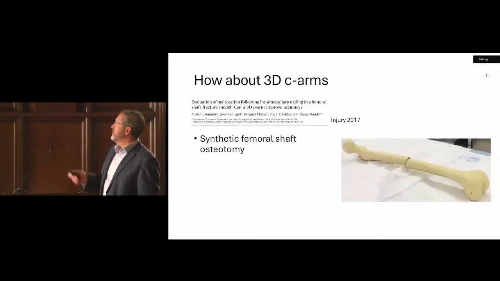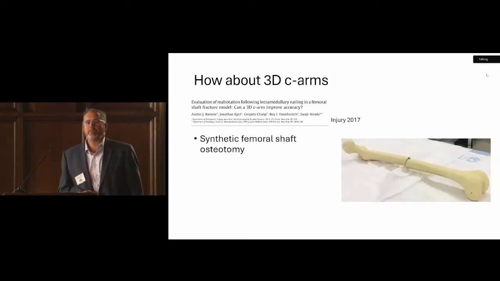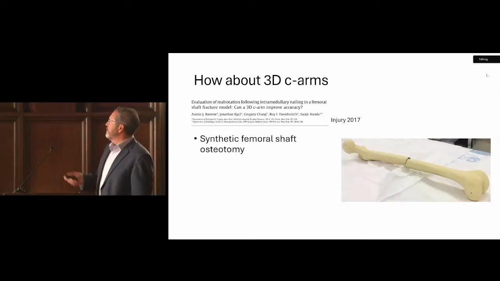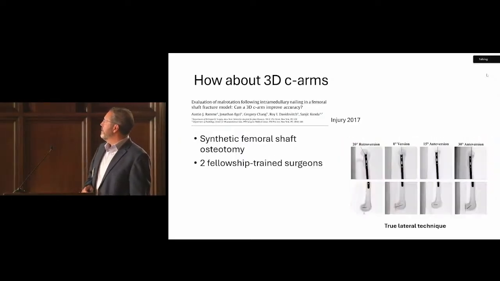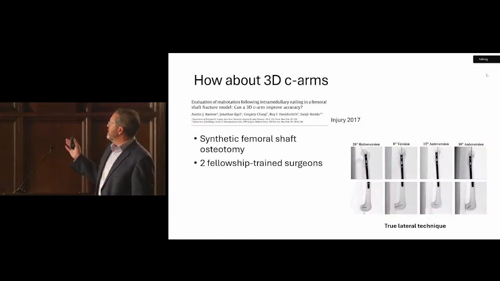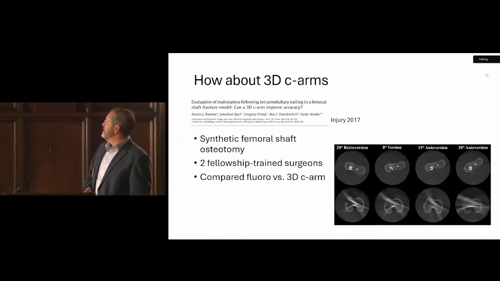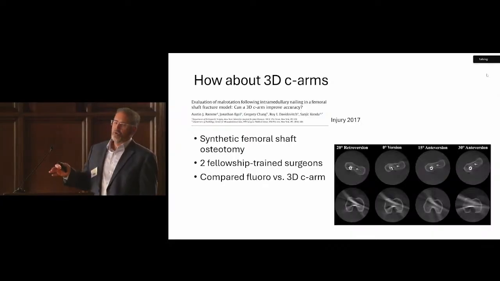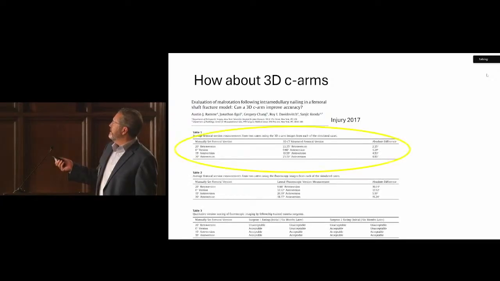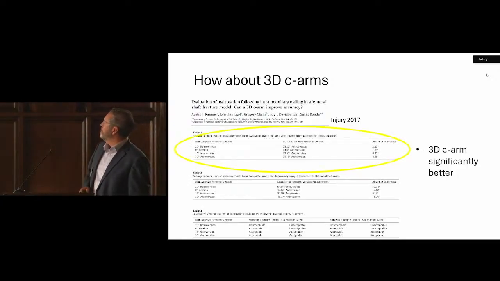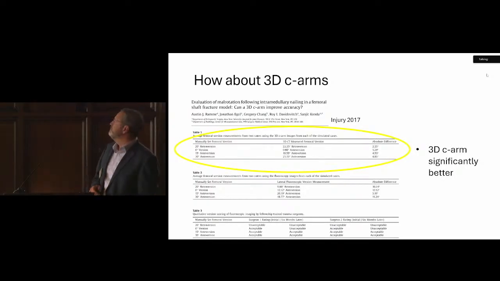This I thought was pretty interesting since we have 3D C-arm capability now. They created different models in the shaft osteotomy and had two fellowship trained surgeons review using the true lateral technique, and you can see the images for different degrees of version or torsion. And this is what they did. They compared regular fluoro to the 3D C-arm, and the main thing is that the 3D was much more accurate, which makes sense because you're recreating the CT scan.